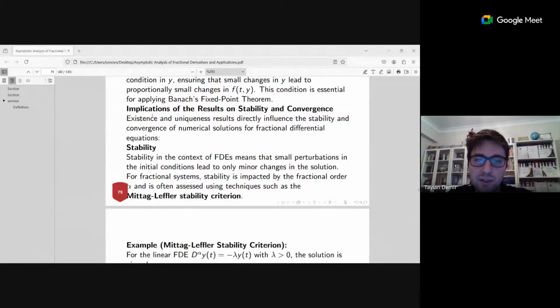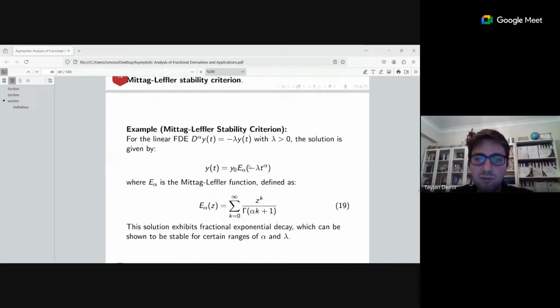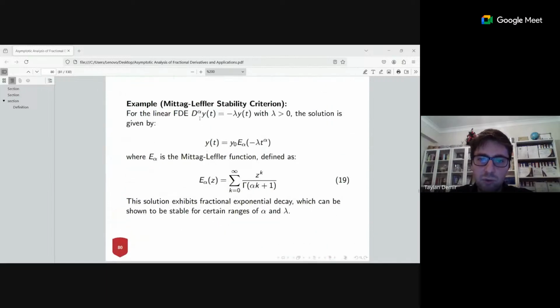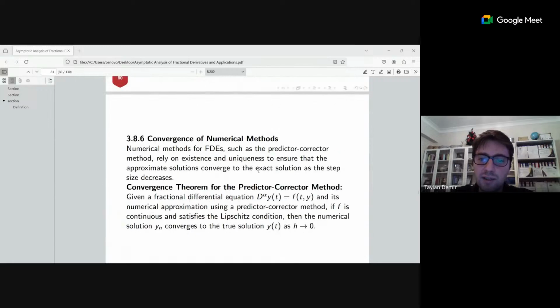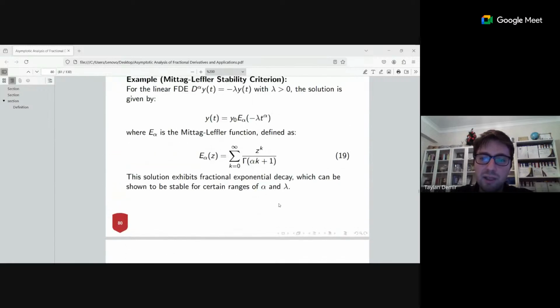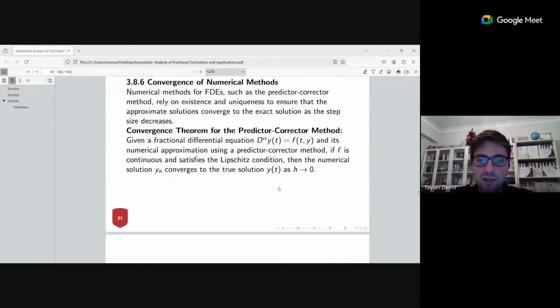And other information is about the implications of the results on stability and convergence. And we use stability with the Mittag-Leffler stability criterion. For example, if our model is d power alpha y of t equal minus lambda y of t, with lambda positive, our solution is here. And E is the Mittag-Leffler function, defined as here. And we know lambda is a constant of this stability criterion in this fractional differential equation.